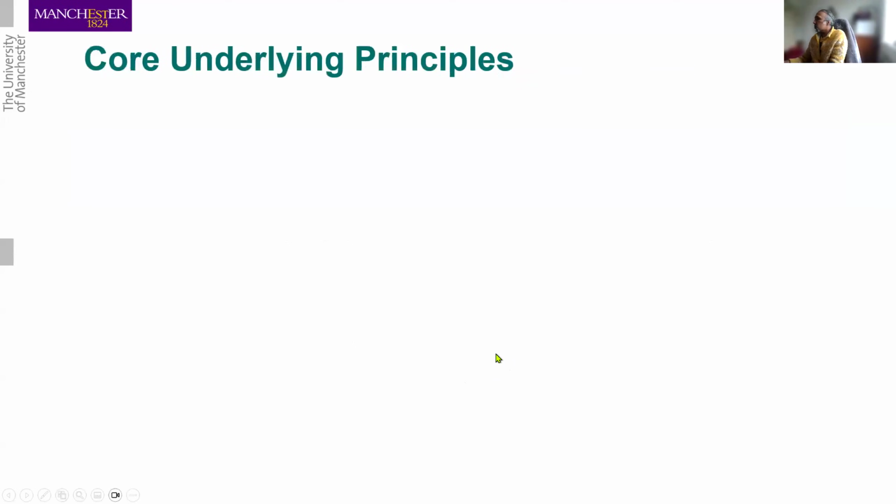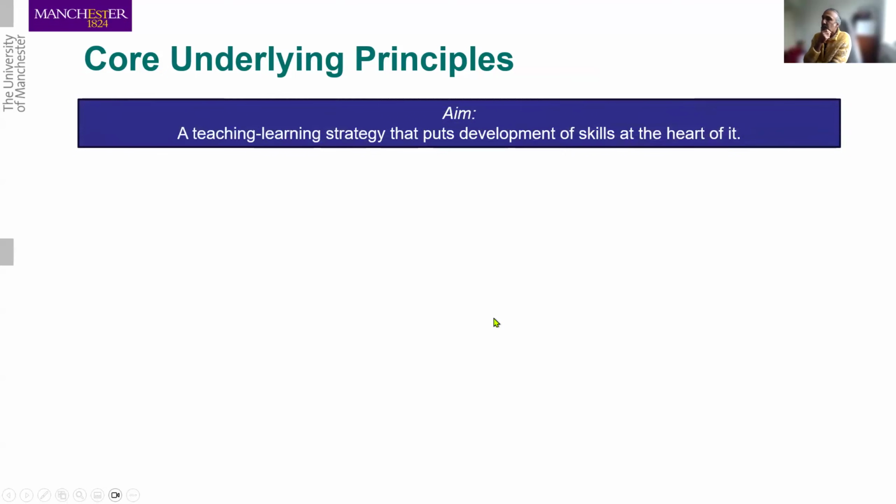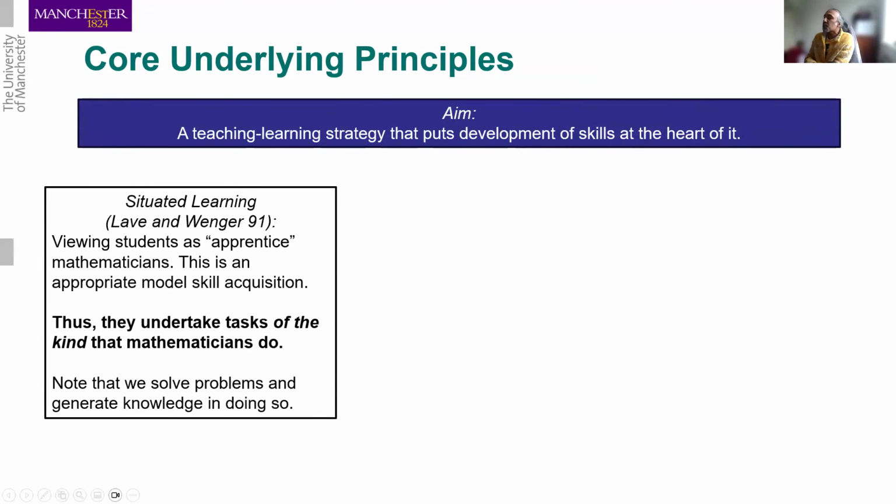So, okay, how did I try to address this? What are the core underlying principles that I went in with? In view of what I said in the previous slide, what I wanted was some kind of strategy that really puts skills at the heart of it. And I think once you start thinking of developing skills, you naturally, well, I naturally thought of apprenticeship models of learning.